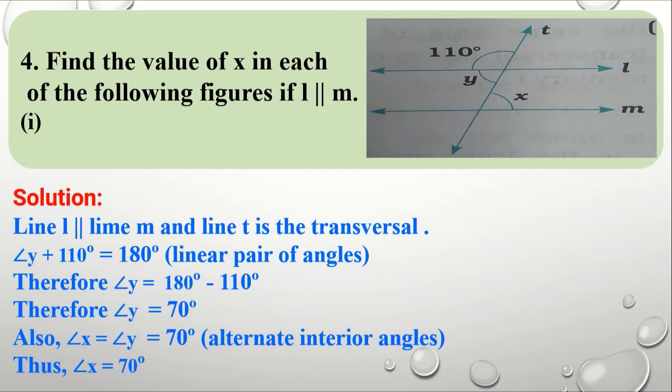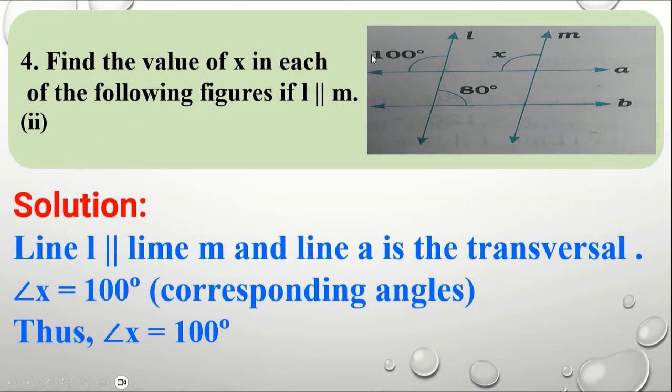Find the value of x in each of the following figures if l is parallel to m. So here we have to find x. Line l is parallel to line m and line t is a transversal. y plus 110 degrees equals 180 degrees, that is a linear pair of angles. Therefore y equals 180 minus 110, that is 70 degrees. Now y and x are alternate interior angles. So if y is 70, then x is also 70 degrees.